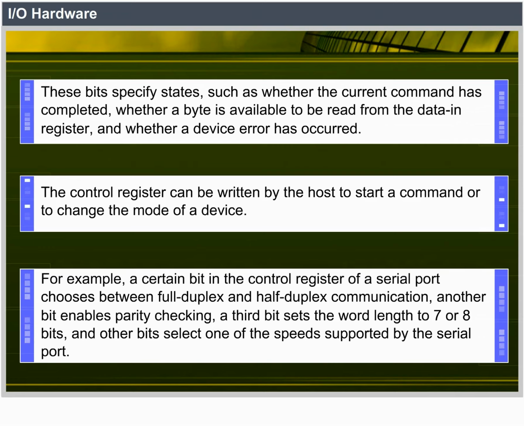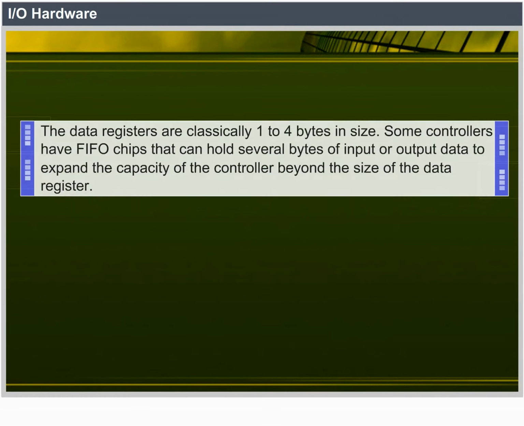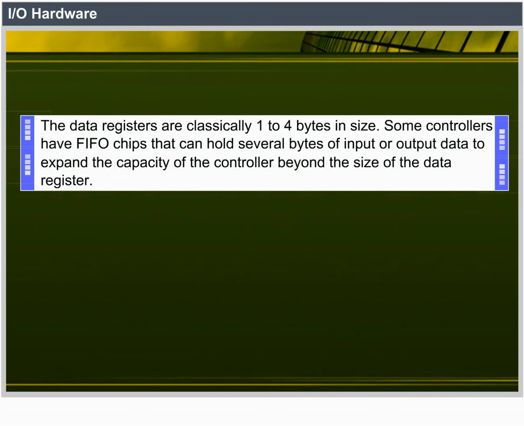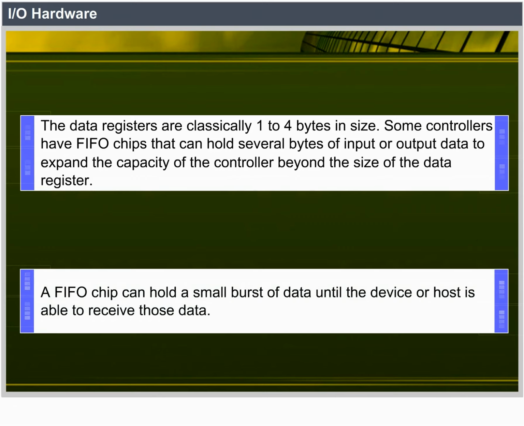The data registers are typically 1 to 4 bytes in size. Some controllers have FIFO chips that can hold several bytes of input or output data to expand the capacity of the controller beyond the size of the data register. A FIFO chip can hold a small burst of data until the device or host is able to receive those data.